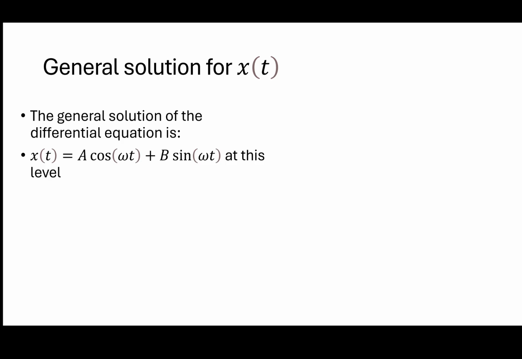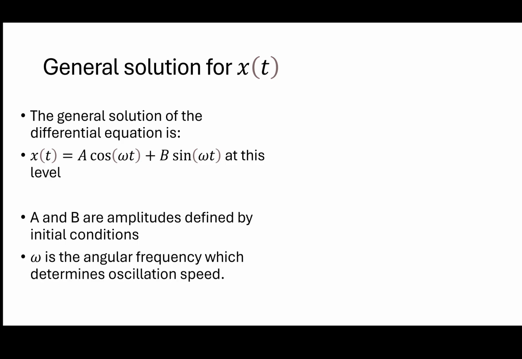A and B are amplitudes, right? Defined by initial conditions, meaning that when you do your actual experiment and you displace the bob for your pendulum, that displacement that you actually did is the max displacement, which is the amplitude. So that is set by the initial conditions of the experiment. So once you have that set, that is the amplitude A or B that we're defining, and omega is obviously the angular frequency, which determines the oscillation's speed.